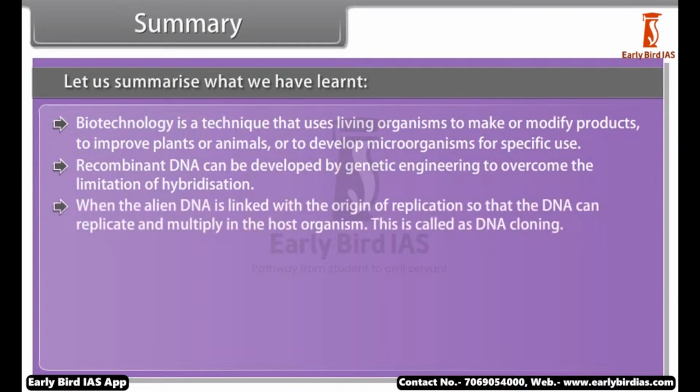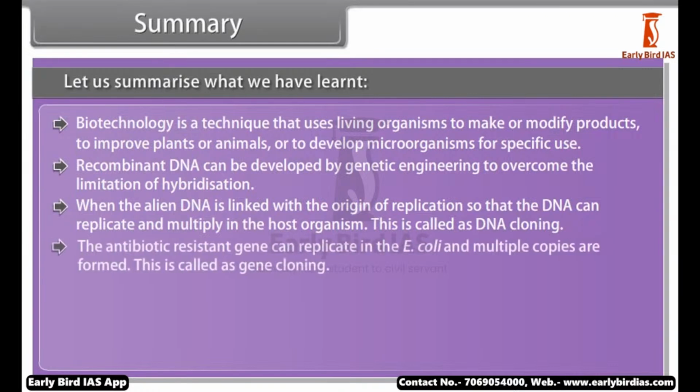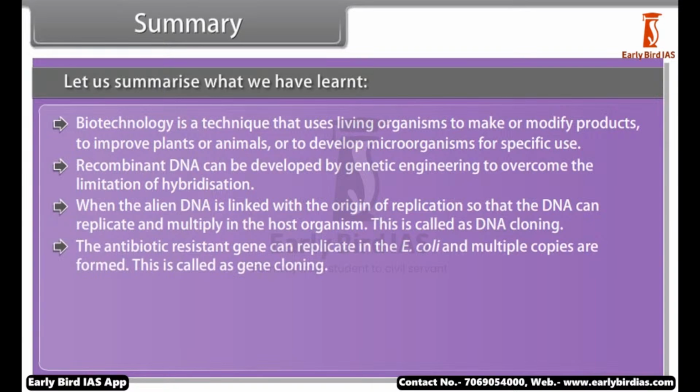When the alien DNA is linked with the origin of replication so that the DNA can replicate and multiply in the host organism, this is called DNA cloning. The antibiotic-resistant gene can replicate in the E. coli and multiple copies are formed. This is called gene cloning.